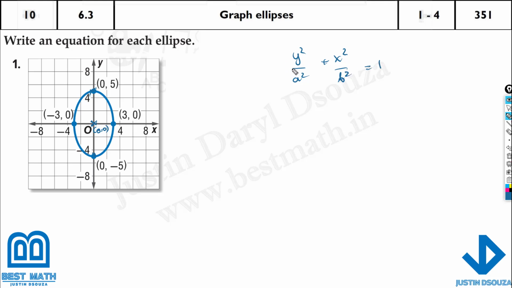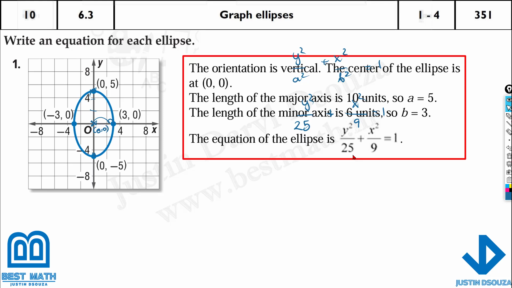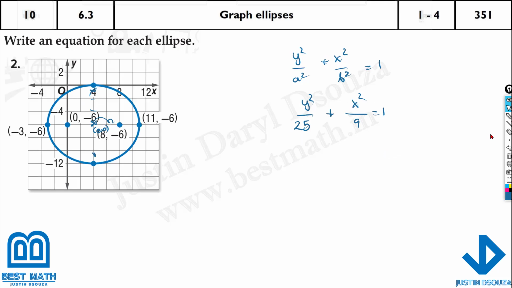Why did I write y first? Because it's along the y-axis, isn't it? So now here, let's count from the center. It's how many units? It's 5 units easily, because each unit over here it's 2, 4 and 5. So what I need is 5 squared, it's going to be 25, plus what is x value from here? It's 2 plus 1, 3. So here it'll be 9. 3 squared is 9. X squared equals 1. This will be the answer. You just have to choose this correct answer. And that's it.